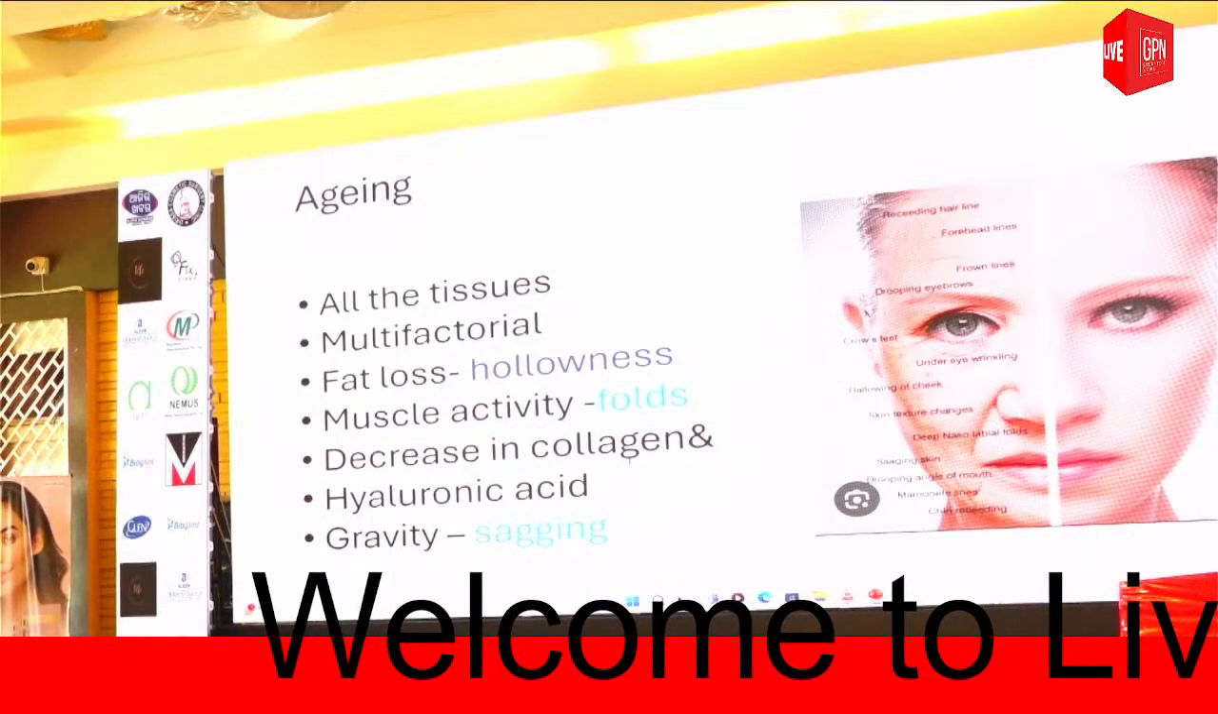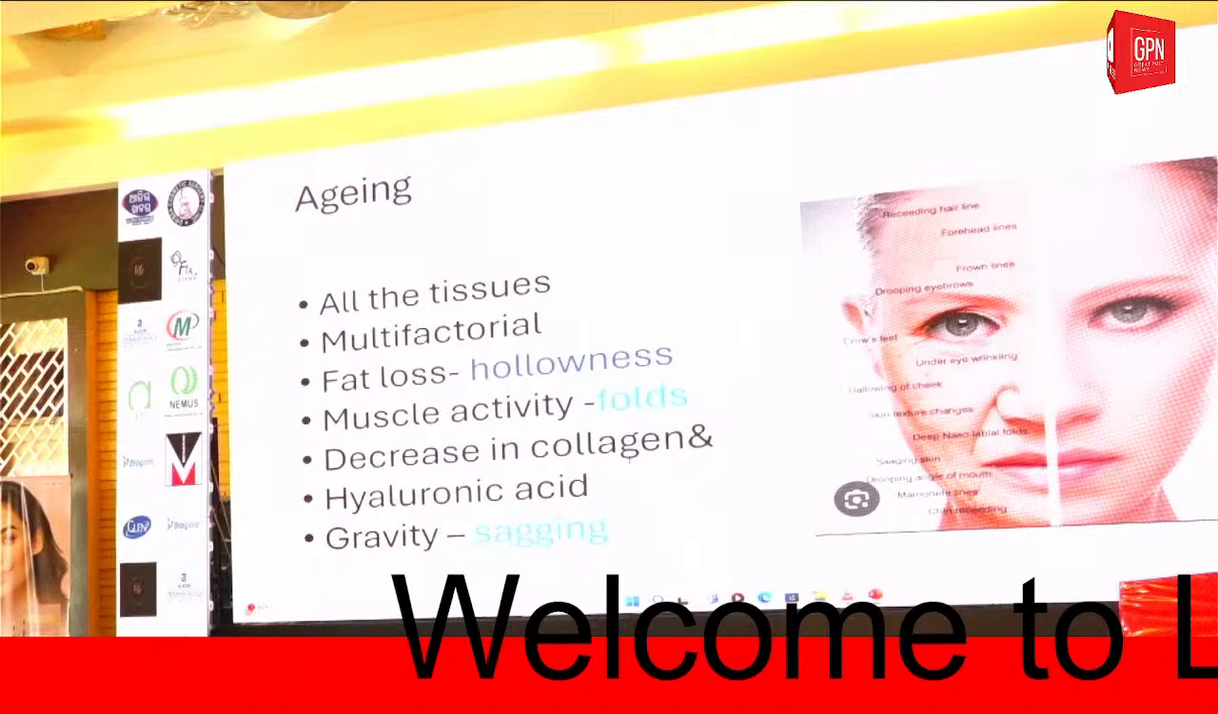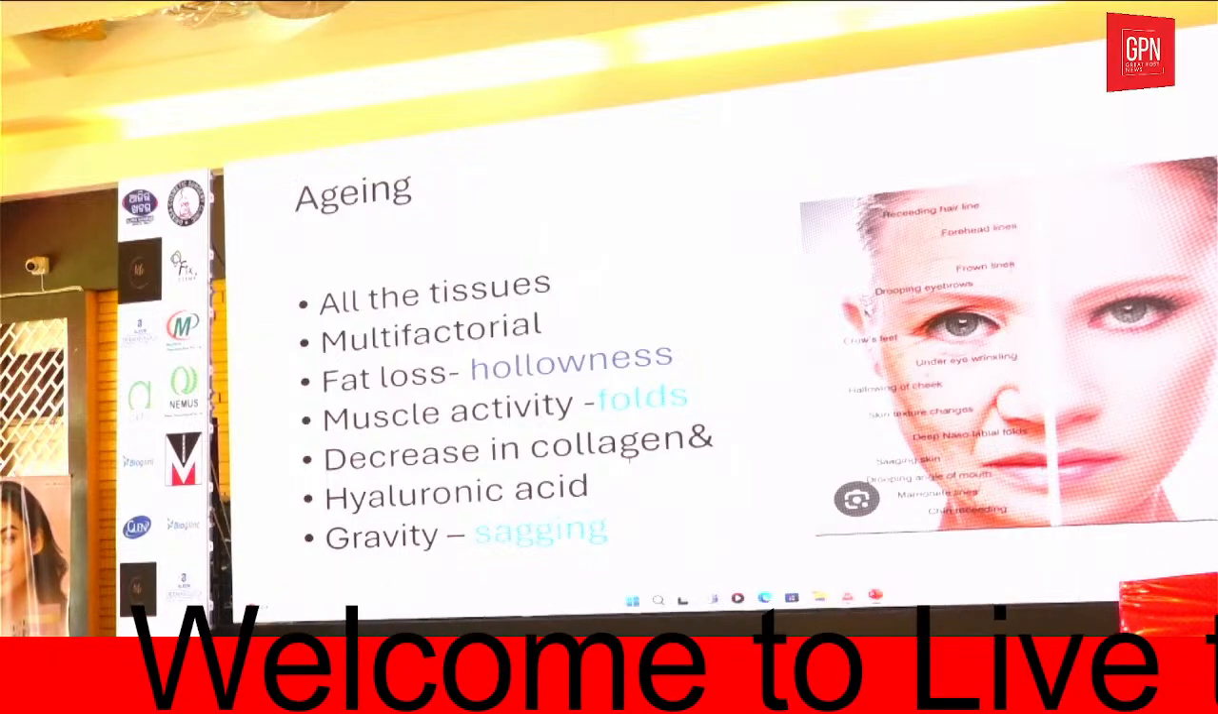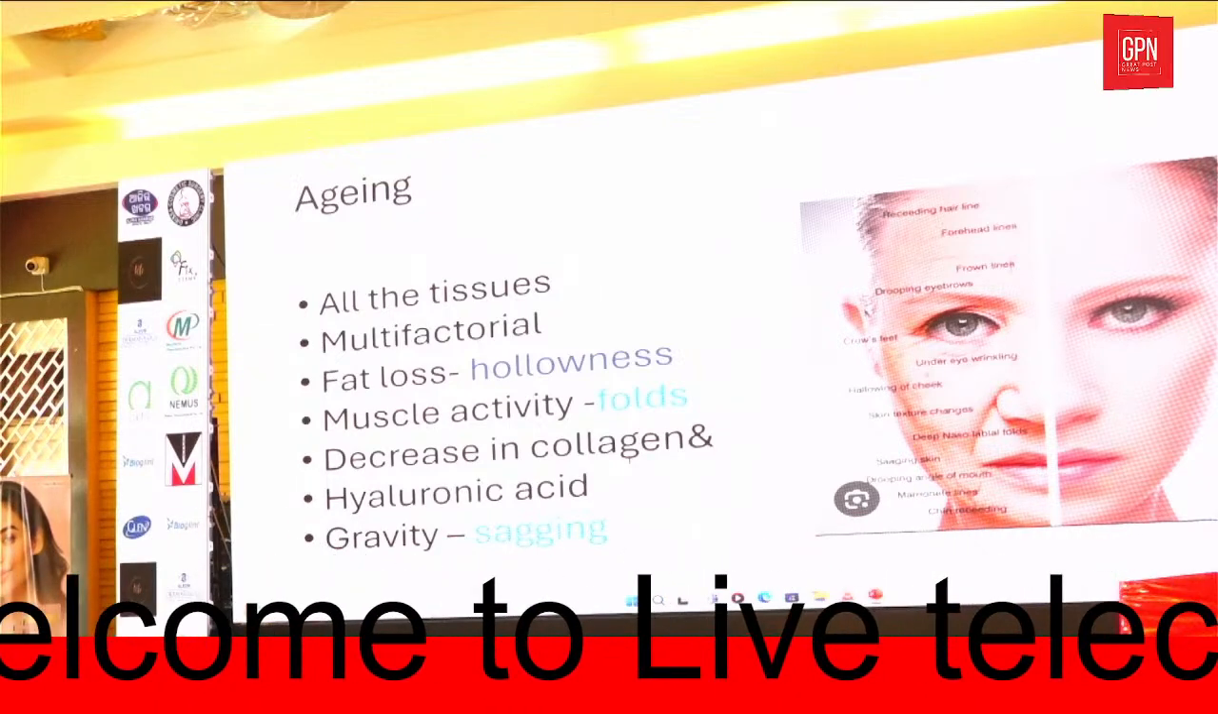One of the most disturbing things today is aging, and aging affects all the tissues. It is multifactorial. The major tissue changes that cause aging in the face are fat loss, which causes hollowness, and muscle activity, which causes the development of folds. There is decreased collagen and hyaluronic acid, and along with gravity, this causes sagging of the skin. All these together cause the face shape to change, from an apple in younger age to a pear at a later age.